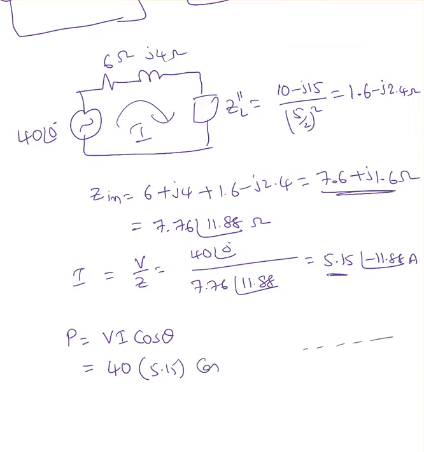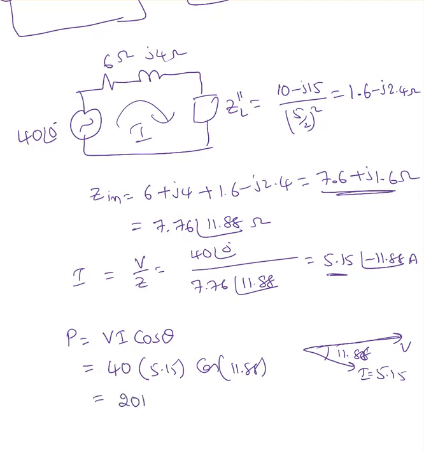Okay, if I draw the vector diagram, here is my V, 40 at an angle of 0. I is right here, 5.15 at an angle of 11.88. What is the angle between voltage and current? Which is 11.88. It doesn't matter whether it is negative or positive, because cos of minus theta is cos theta. Okay, so that will give you the total power.